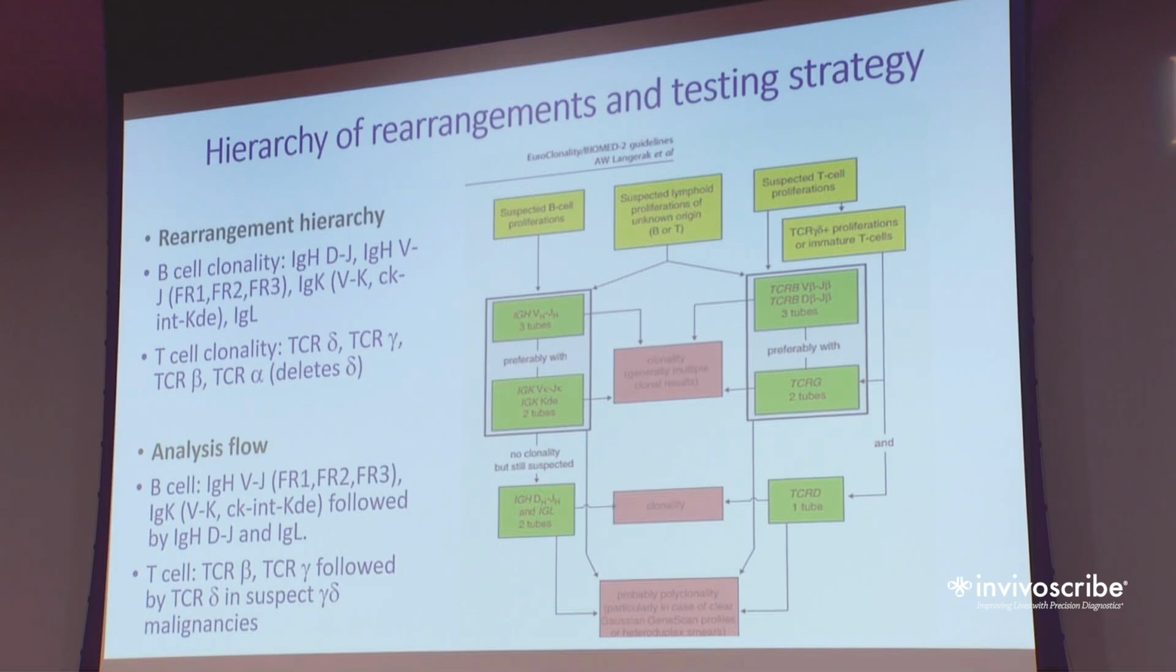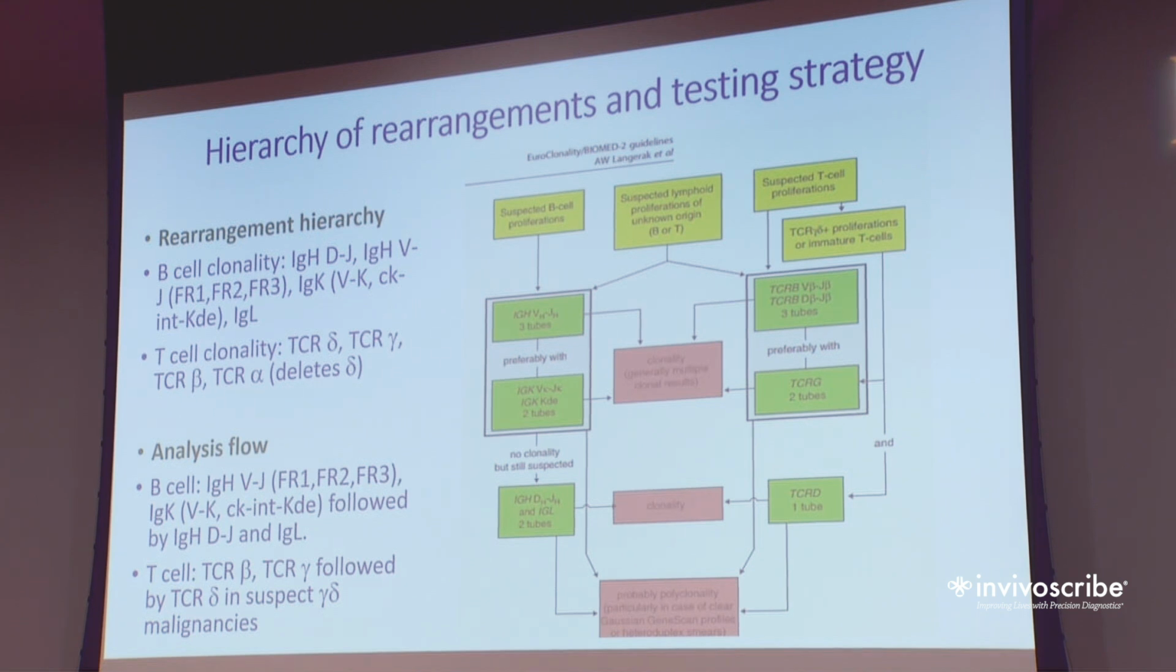It's very sensitive, but it's got a high background, so you really do need people that are experienced in actually looking at these. Okay, and for T cells, TCR beta, both complete V2J and incomplete D2J, followed by TCR gamma. And only use deltas for suspect gamma delta rearrangements. Now, this is very important. We do use it in our first screen, but we're very, very used to dealing with it.